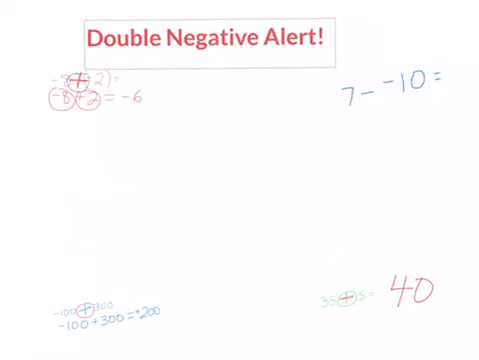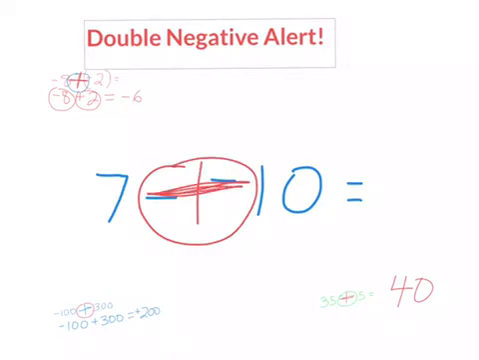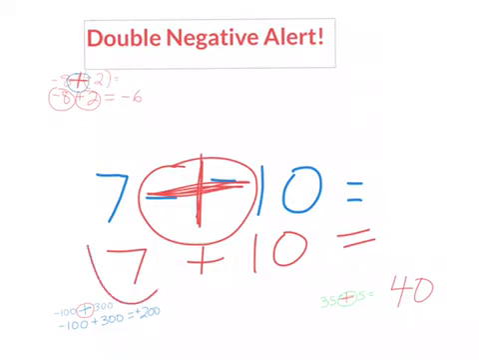All right, last problem. We have 7 minus a negative 10. So again, double negative alert. I'm going to circle the negatives, change it to a plus sign, and rewrite my problem. So now I have 7 plus 10. Well, positive 7 and a positive 10, put that together, and that's 17.